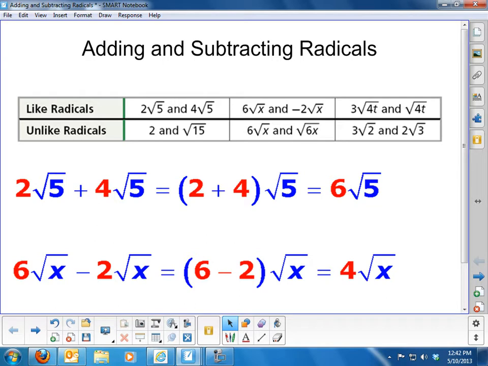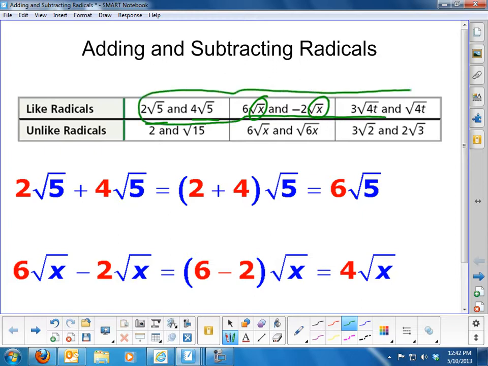Okay, so we have three examples here. 2 square roots of 5 and 4 square roots of 5. Those are the same thing because they both have the square root of 5. 6 square roots of x and negative 2 square roots of x, those are the same thing as well because what's inside the square root symbol is the same. So these three examples are all different examples of what we call like terms, like radicals.